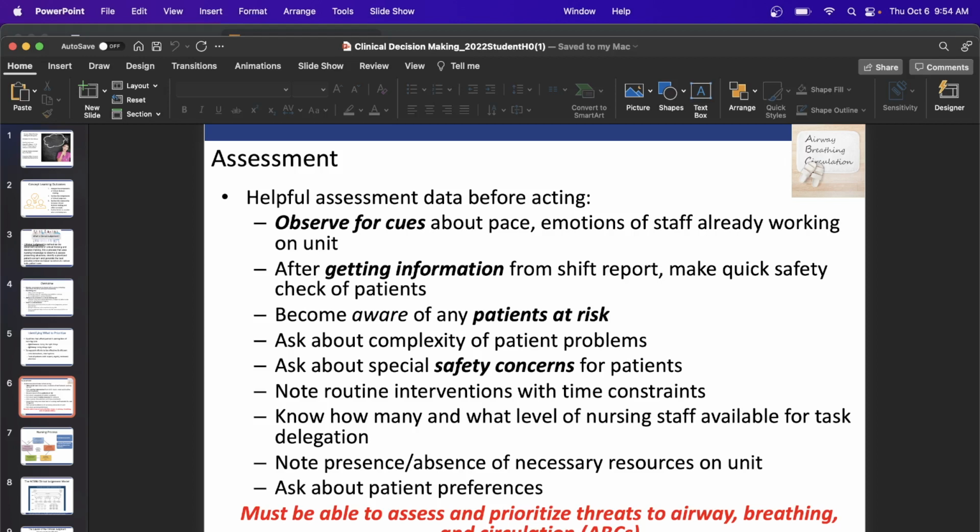All right. You must be able to assess and prioritize threats to airway, breathing, circulation. So ABCs are always going to be how you prioritize. I'm going to add some Ds to that list. All right, and the Ds are going to be very obvious to you. So the first one is defibrillation. If your patient is pulseless and needs defibrillation, obviously that takes priority over all else. I don't need to point that out to you, right?